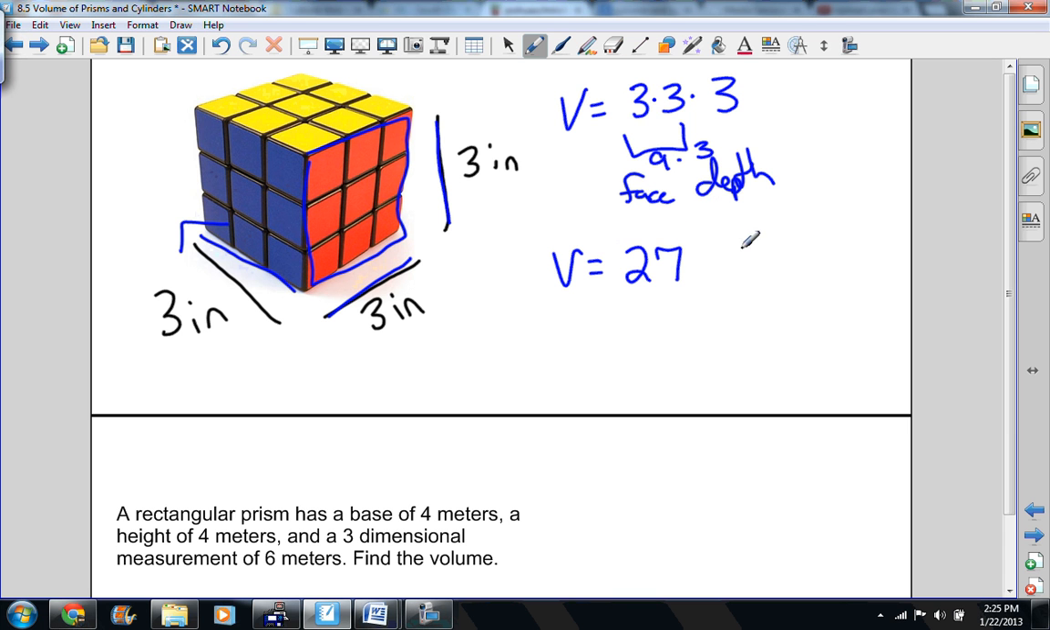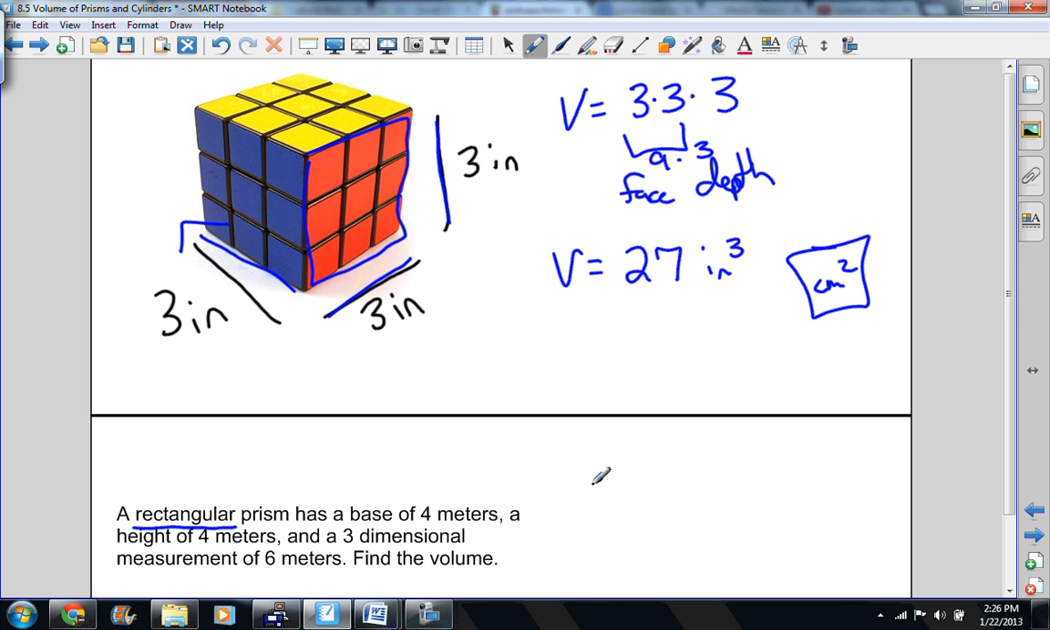The label for volume, since we're taking 3 things multiplied by each other, is going to be not centimeters, inches cubed. The other way to think of it is this is a 3-dimensional object, so our label needs to be in 3 dimensions. A 2-dimensional object, like a piece of paper, has the label of centimeters squared, because it's 2 dimensions. Okay, down here, a rectangular prism has a base of 4, a height of 4, and a 3-dimensional measurement of 6 meters.